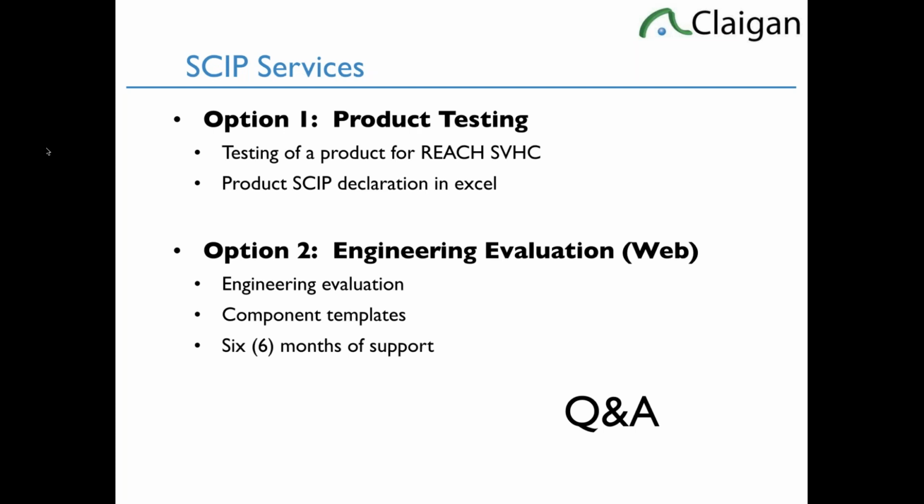SCIP service, super popular. We're doing a lot of work on this right now. One, we can do testing, of course. You have a product. I would like to know the REACH SVHCs and have a SCIP declaration. Give it to us. It'll be part of the testing. It's really good for new products. If you're doing RoHS at the same time, it's the process we have.